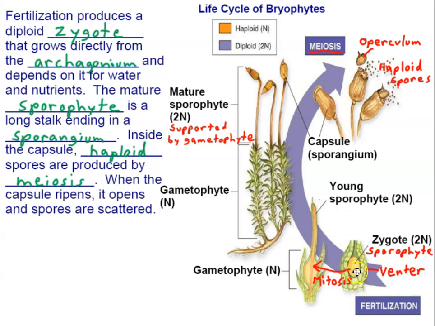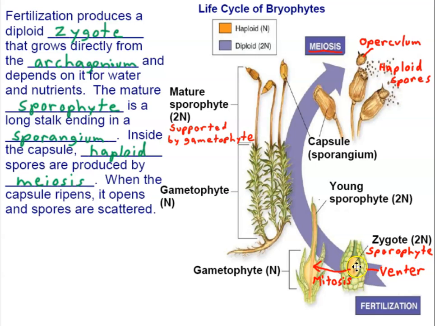So here we're continuing from the previous slide, but notice that with fertilization, we've gone from haploid to diploid, right? Because the sperm and the egg are haploid, and once the sperm fertilizes the egg, we have a diploid zygote. And that diploid zygote is the sporophyte. So that's the beginning of the sporophyte.